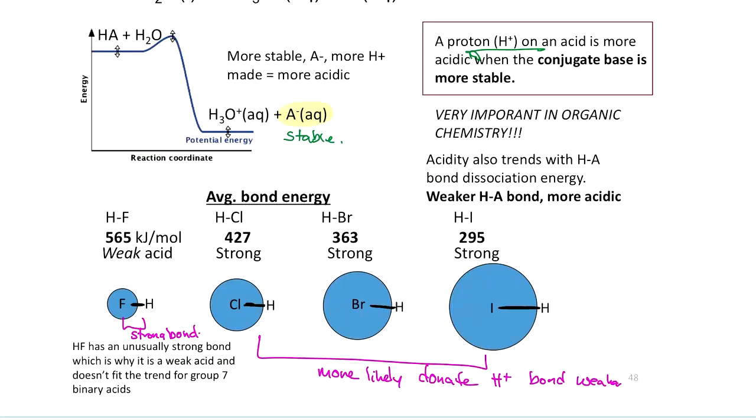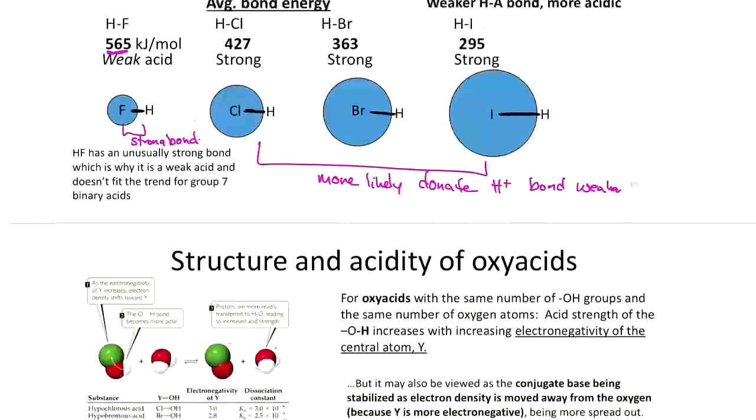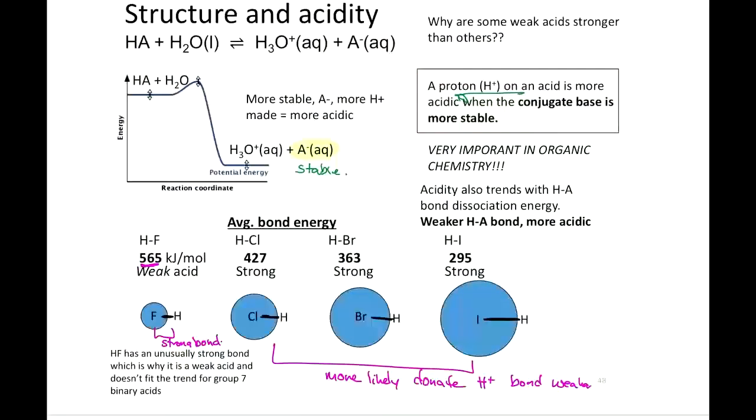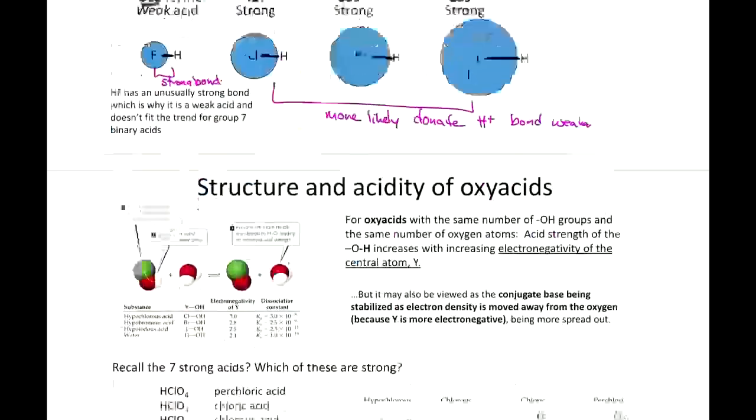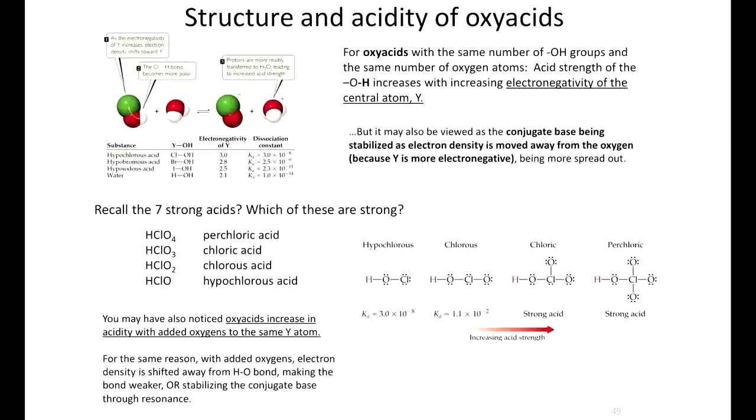It's because that HF bond is really, really strong. And so only some of those protons get donated when you put it into water, but some of them stick together because that bond strength is so strong. Okay, so that's one way to think about acidity based upon structure. We can look at the bond strength of that proton. We can also look at the structure of the conjugate base.